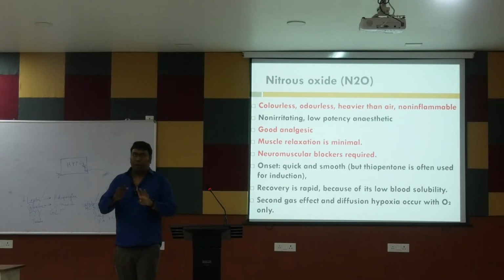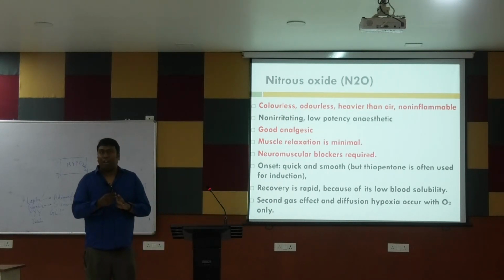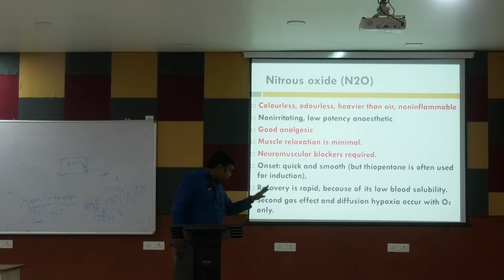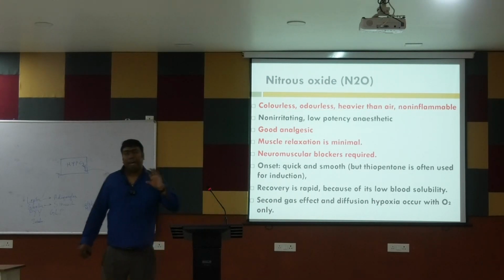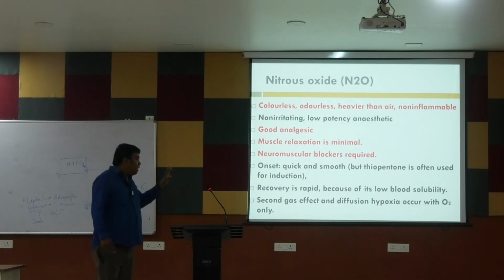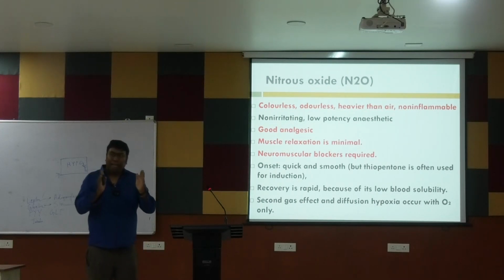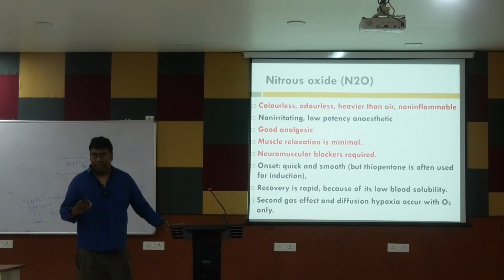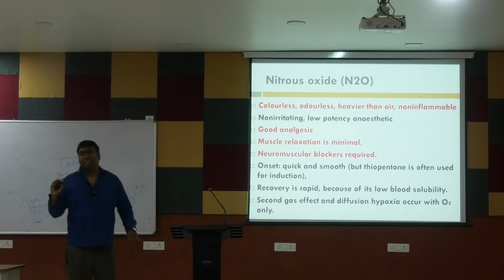There are 4 terms. One is MAC, minimal alveolar concentration. Second one is second gas effect. Third one is diffusional hypoxia. We will describe these terms at the end of this class. So MAC, you have to understand, if MAC is high, minimal alveolar concentration is high, then what happens? The drug will be less potent. It is inversely proportional, MAC to the potency of the inhalational general anesthetics.